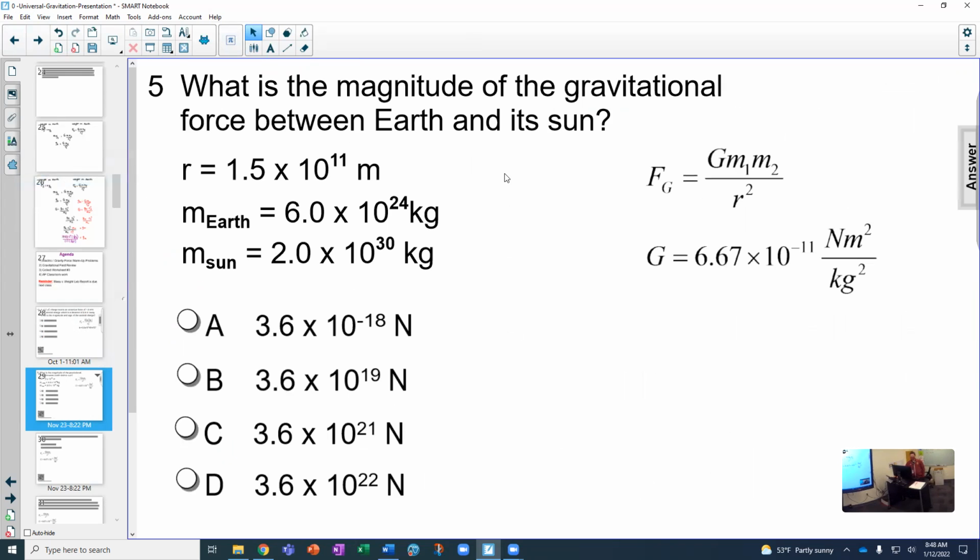So what is the magnitude of the gravitational force between the Earth and its sun? Okay, so here's your equation. Here's the value for G. You see the distance between them and their masses. So a little bit of practice with the gravitational force equation.